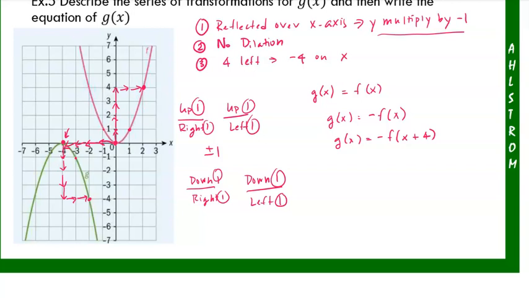Or if you wanted to write it as a quadratic, here's our parent function multiplied by negative, and then moved left 4.